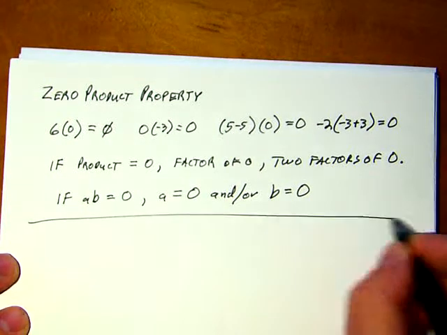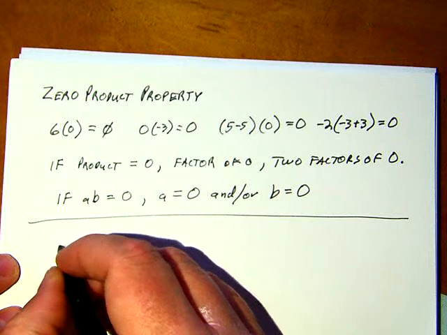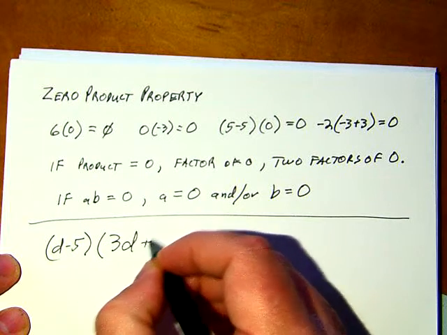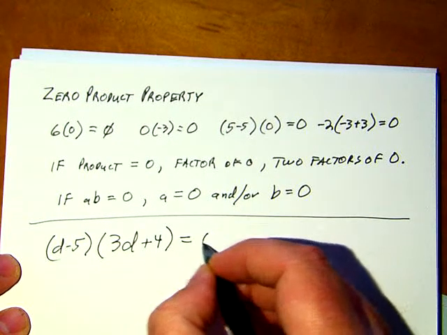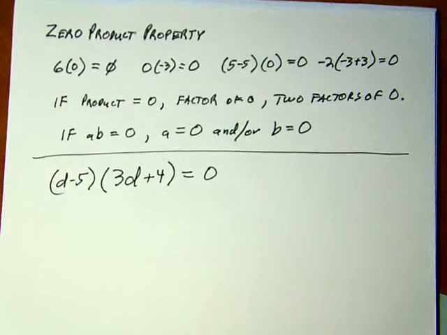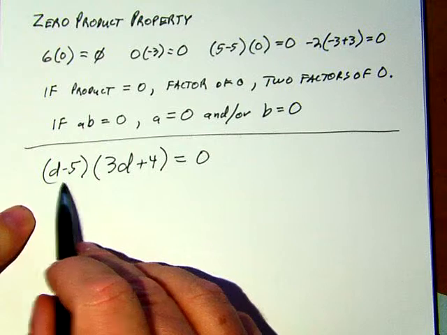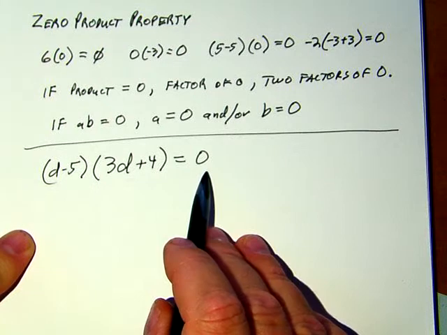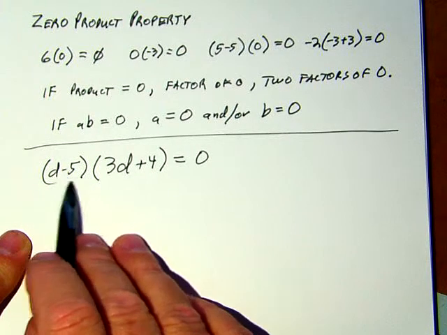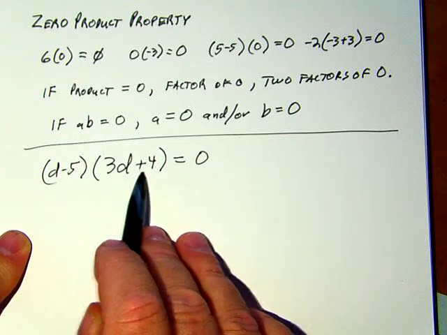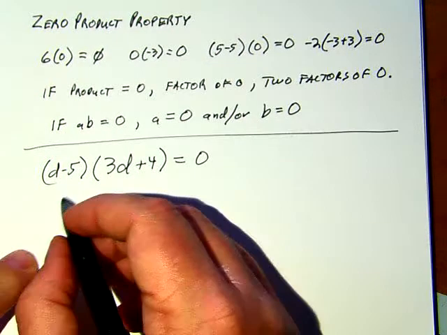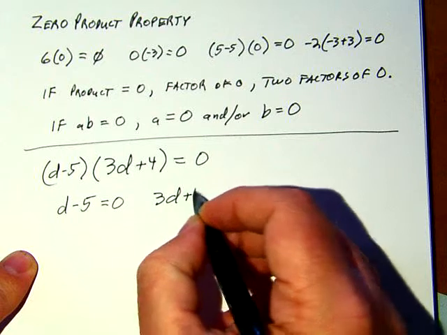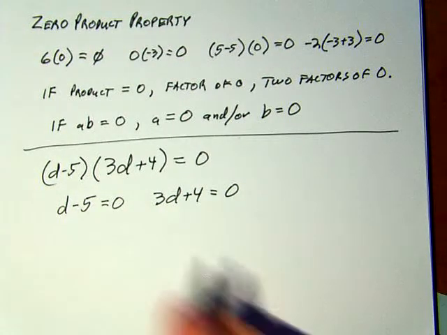So when you have a problem, how do you use that in a problem? Well, let's say I have this, d minus 5 times 3d plus 4. And I'm told that it equals 0. So I now know that I have a product that equals 0. So I can use the zero product property to figure out what the answer is to this. And I say, well, either this is 0, or this is 0, or both of them are 0. So I make this into two problems. D minus 5 equals 0, and 3d plus 4 equals 0.